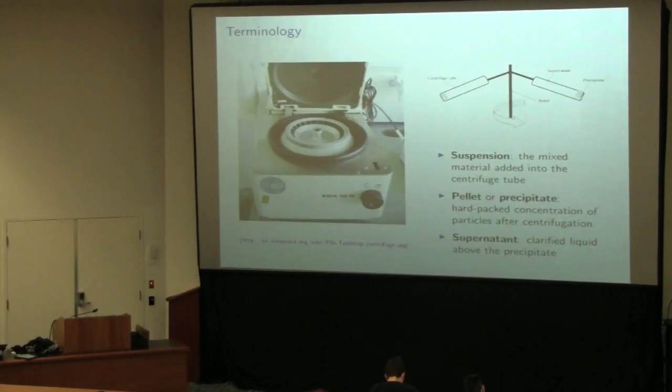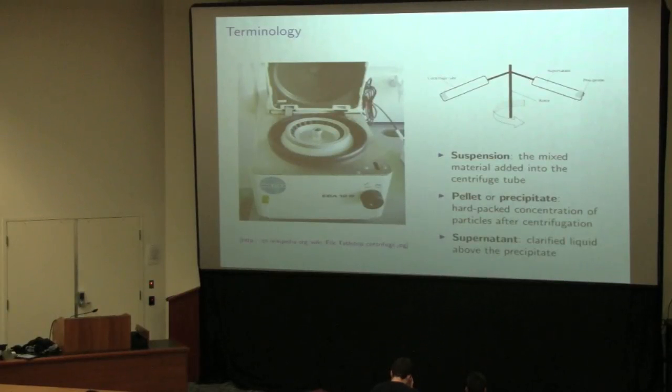So let's just get some terminology consistent here. We have here on the left-hand side a picture of a laboratory type centrifuge. Most of you, I'm sure, have seen or even used such a unit. The principle is obviously an even number of containers around the circumference there, and we'll put that centrifuge tube in. We load it with the suspended material, so that's the mixture of the material we're trying to separate.